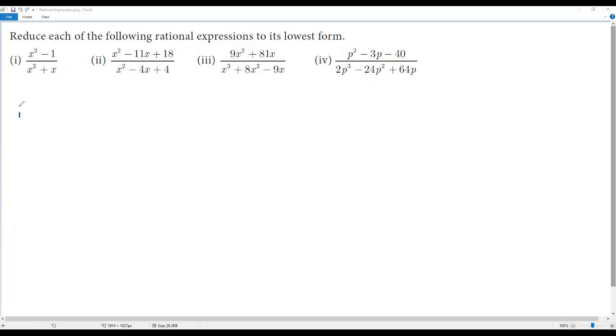Okay, now let me take the first one, that is x square minus 1 divided by x square plus x. Whenever I want to simplify a rational expression, I have to factor the expression in numerator and factor the expression in denominator. Once we get the factored form of both the expressions, we have to cross out the common factors in numerator and denominator. Then we can get the lowest form or the simplest form for the given rational expression.